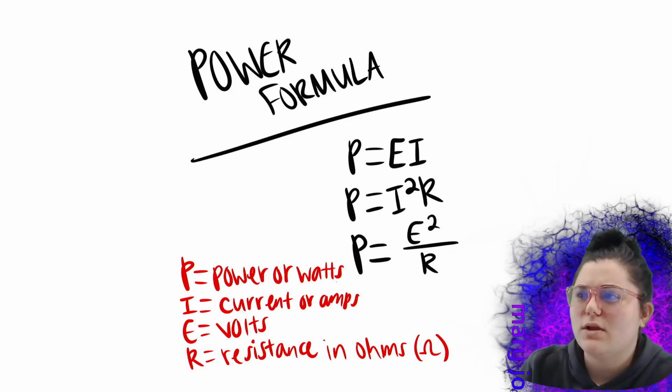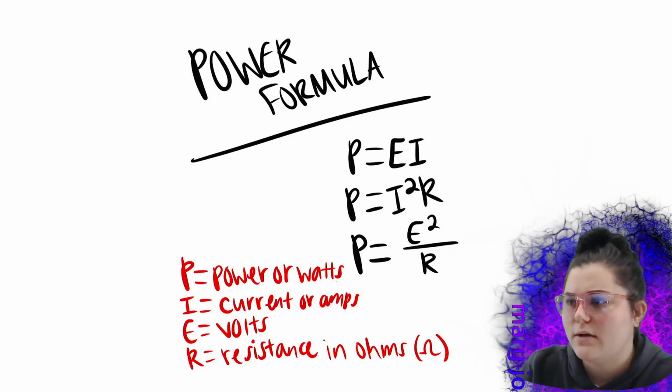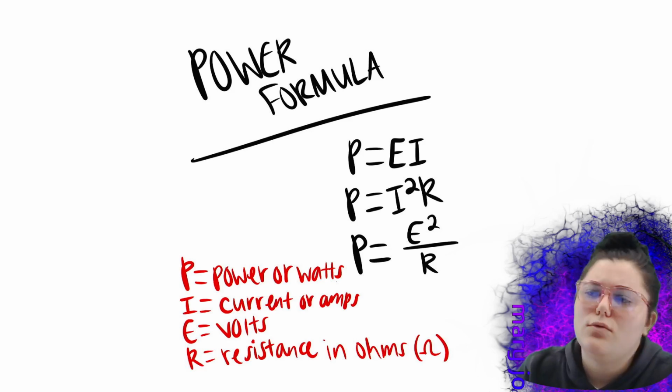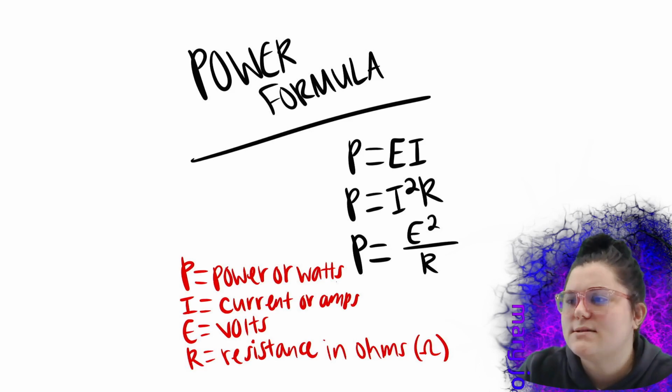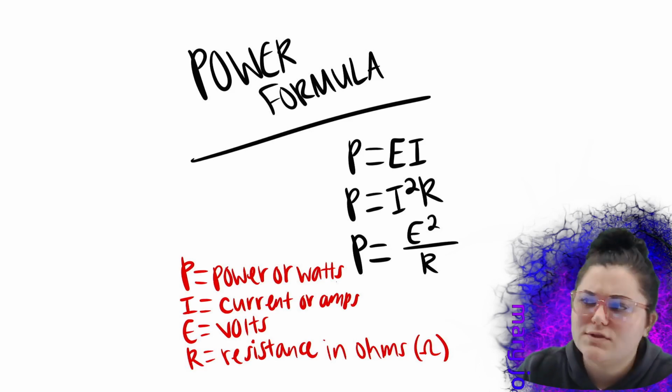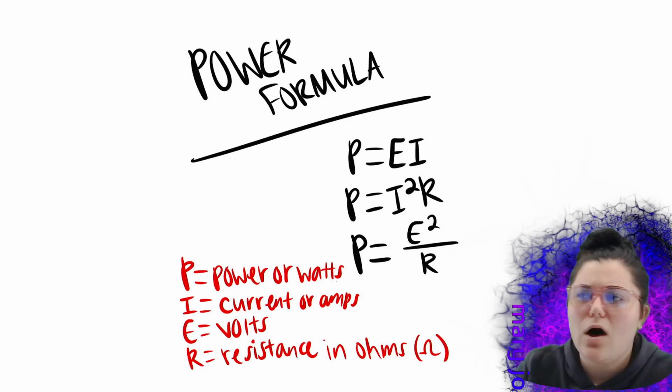So power formula, if you're looking for power, you would multiply volts times current or amps. You could do amps squared times resistance, or you could do volts squared over resistance. With all of those you could find power.